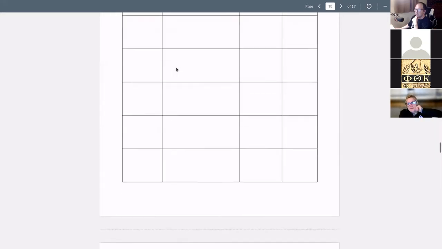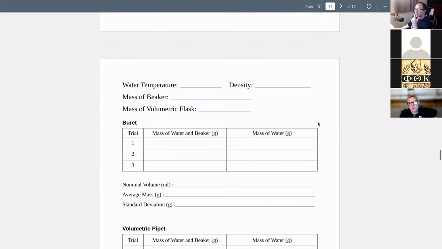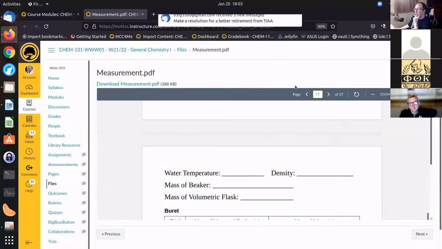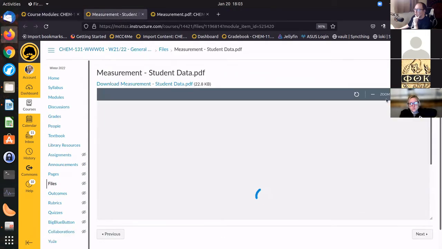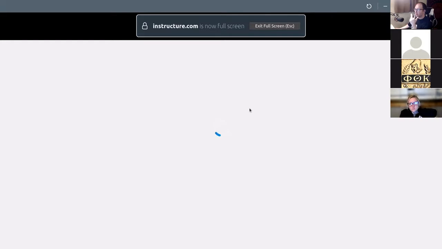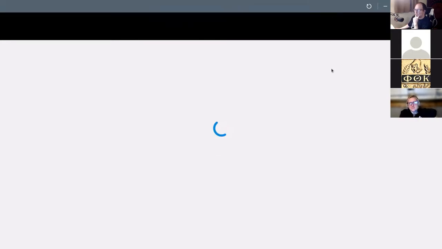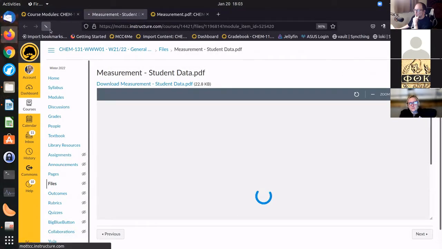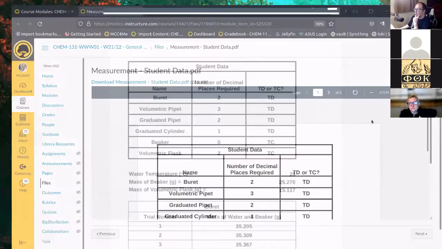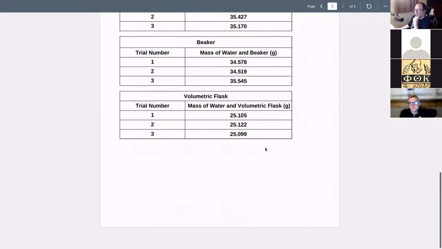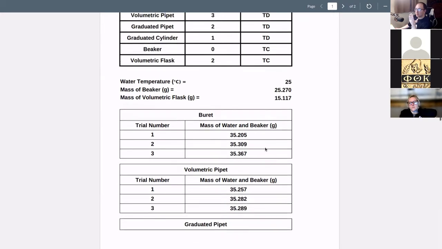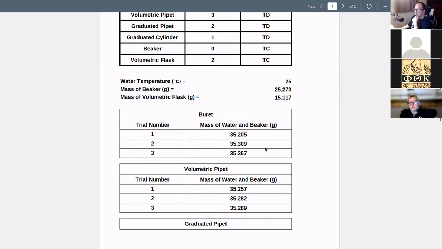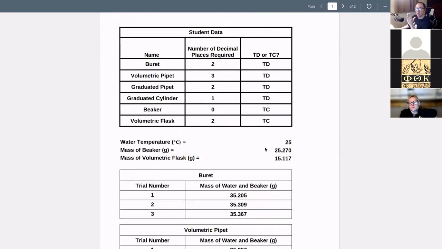This is what you would have been filling out in person, right? But you wouldn't really know what to put in here, right? So if you come back here, there's this student data here. If we open this up, and whenever it wants to load for us, it's going to do it, maybe. Here is the data that you would have gotten while you were in class, right? These are the measurements that you would have taken. And basically, all the other values that you're going to have are going to be calculated.